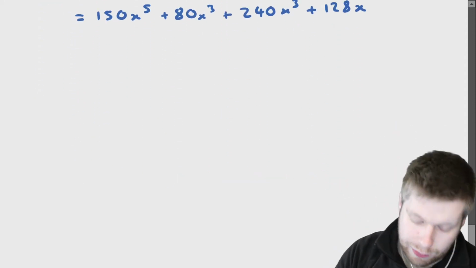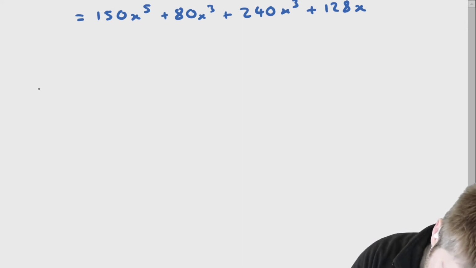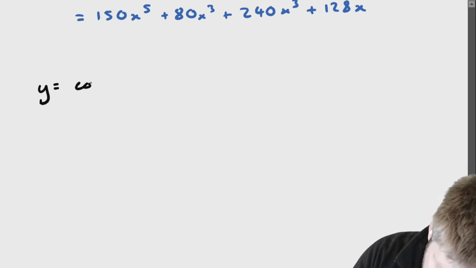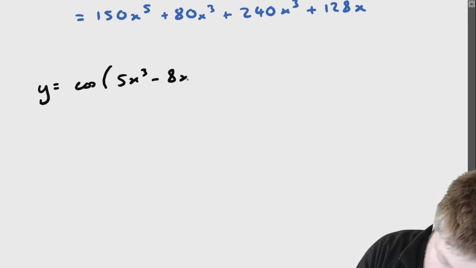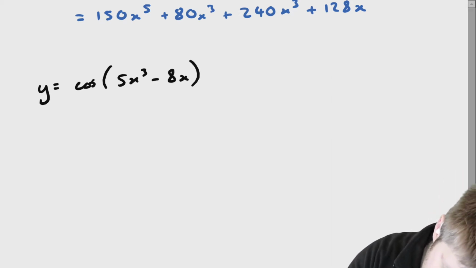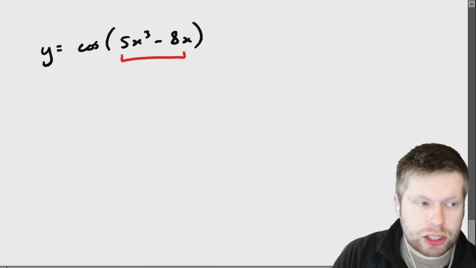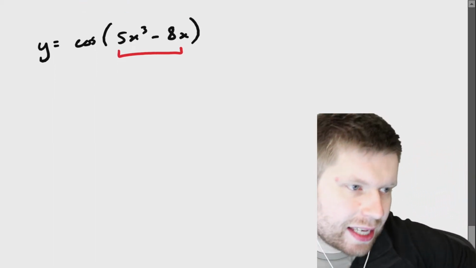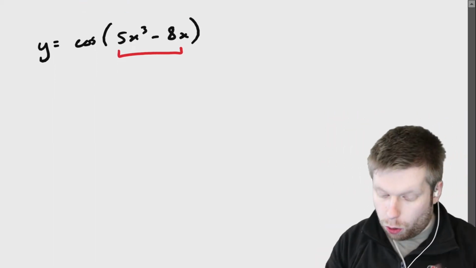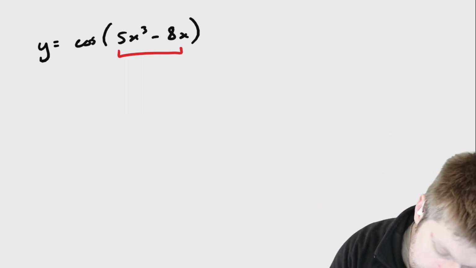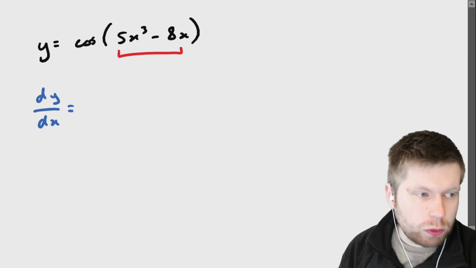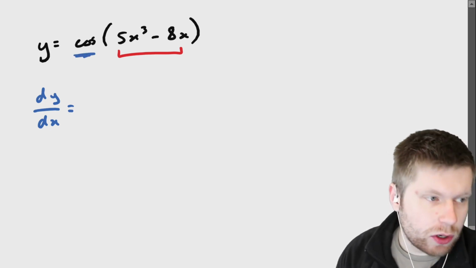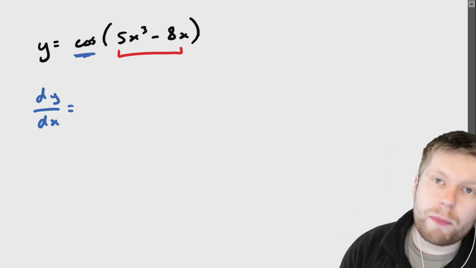Okay, now let's have a look at this one. So let's have a look at y equals the cosine of (5x to the power 3 minus 8x). Okay, so in this case, my inside function is my 5x cubed minus 8x. My outside function is the cosine of whatever's inside my brackets. So that means that the derivative, so I'll write dy by dx, is going to be equal to, well, first of all, let's think about the derivative of cosine. Derivative of cosine, remember, is negative sine.